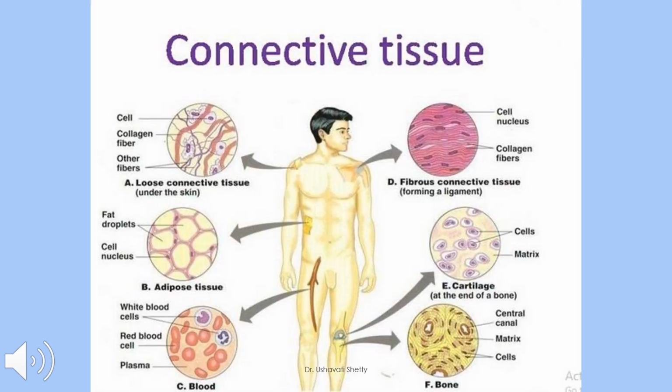Connective tissue. Connective tissue is the most abundant and widely distributed tissue in the body of animals. It serves to connect and support the different tissues or organs of the body. It shows a large amount of matrix. Cells of connective tissue are living, but the matrix is composed of non-living cells.